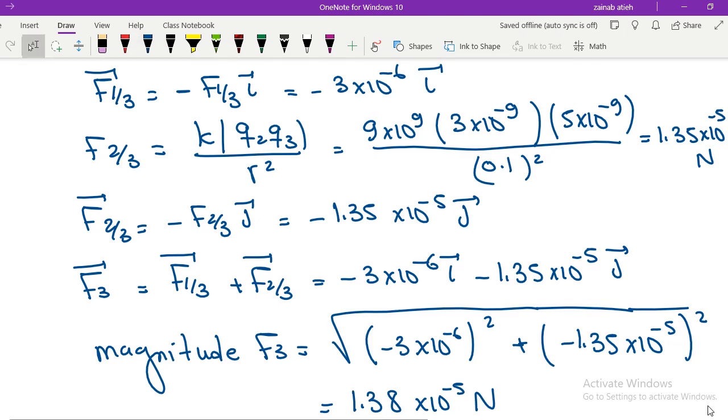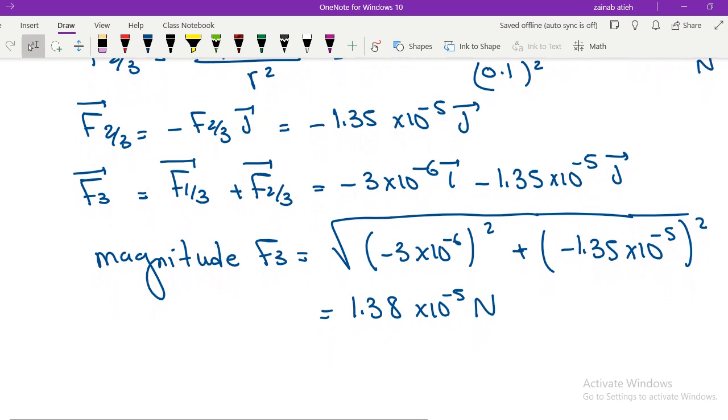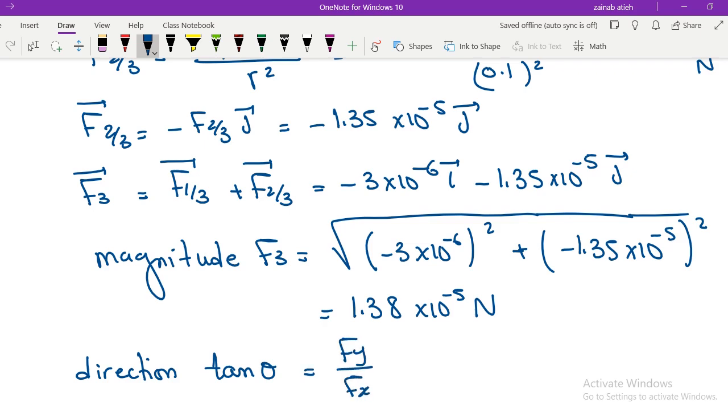Now he also asked for the direction. When he says direction he means the angle. The angle that this vector or this force makes with the x-axis. So how to find the angle between the force and the x-axis? Simply using the tangent method. So the direction, tangent theta, is equal to Fy over Fx. Remember, tangent theta is the angle between my force and the x-axis.